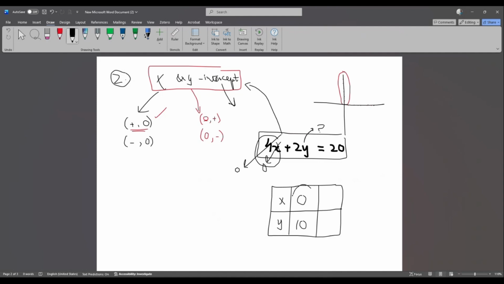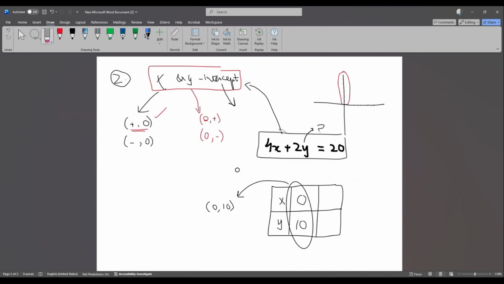So now you see this ordered pair right here is the first ordered pair which we will use in order to plot this particular equation. This first ordered pair says that when the value of x is 0, the value of y is 10.